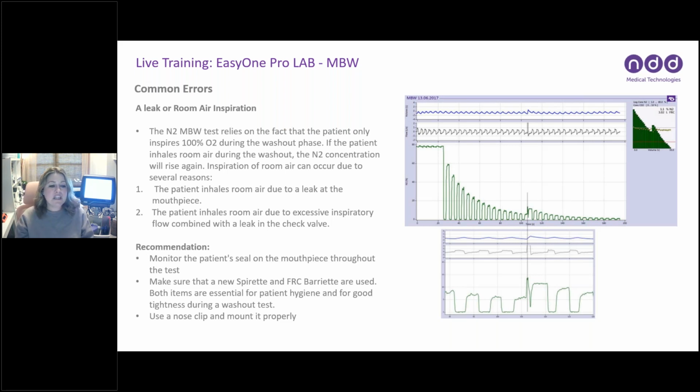So we really do need to monitor the patient seal on the mouthpiece throughout the entire test, making sure that a brand new Spirette and FRC Barriette are used. This is not only a hygiene issue, but making sure that there's good tightness throughout the test. And also use a nose clip, use it properly every single time. I know it is not the most comfortable thing for our patients, but for any test with an inspiratory component, it is so, so important that the patient is using a nose clip.